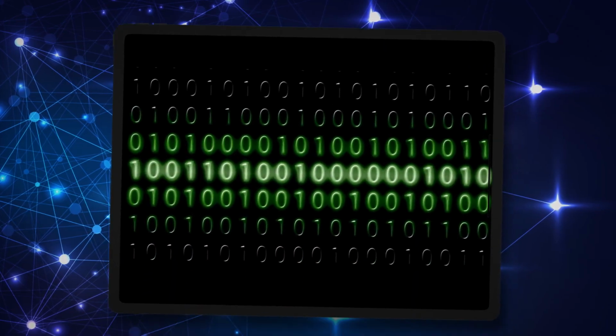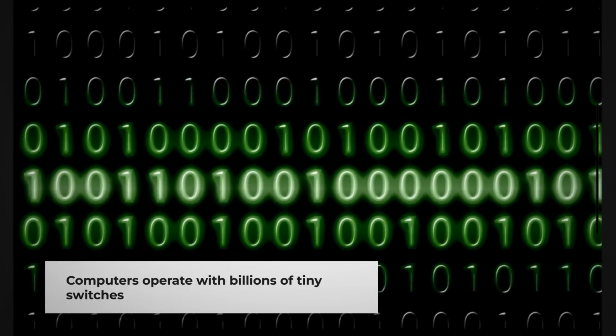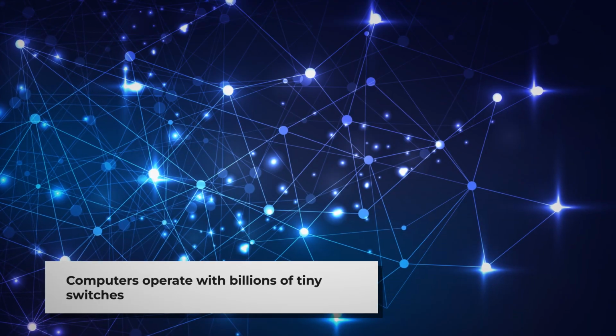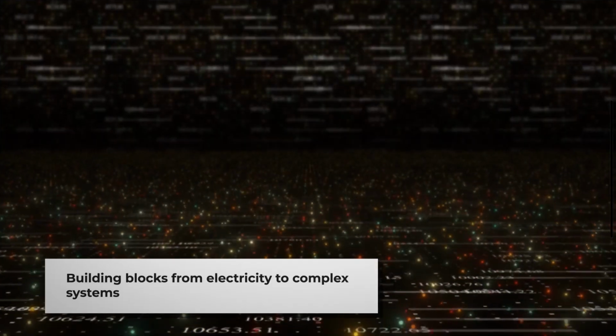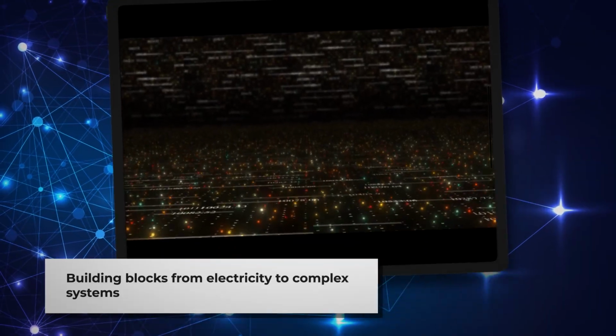At their core, computers are nothing more than billions of tiny switches turning on and off millions of times per second. Yet from this simple foundation emerges everything from video games to artificial intelligence. Understanding how this happens requires building up from absolute basics.